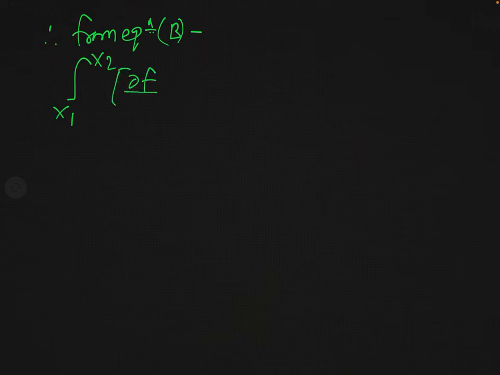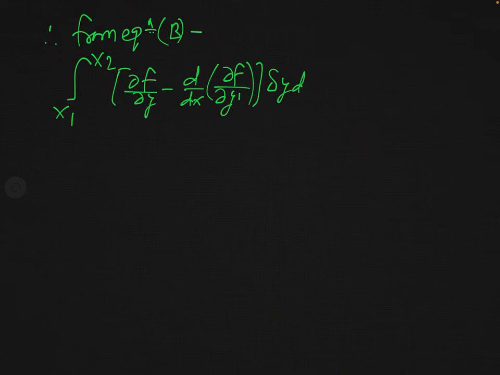Therefore, from equation B, you can see that the integral from x1 to x2 of (del f by del y minus d dx del f by del y prime) delta y dx will be equal to 0.